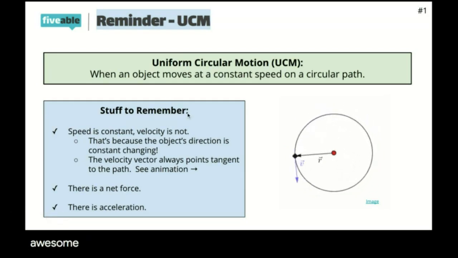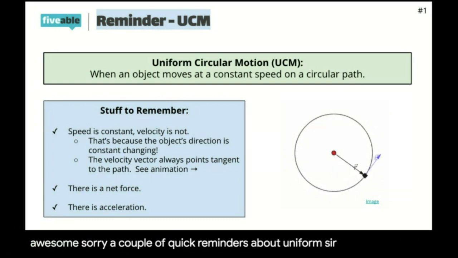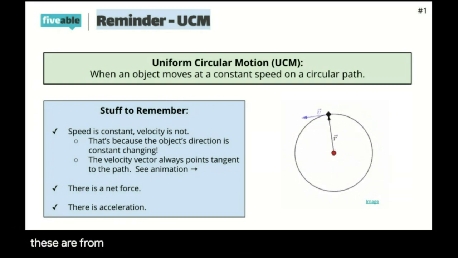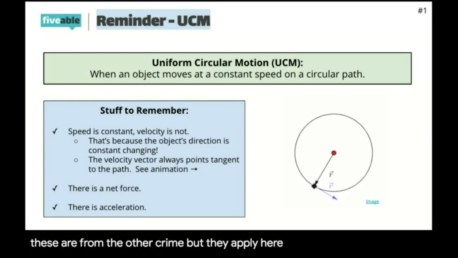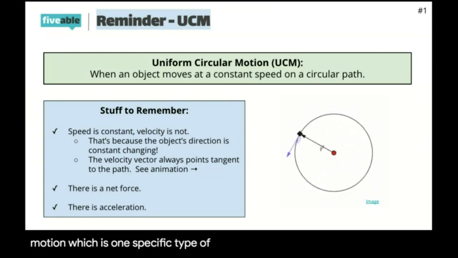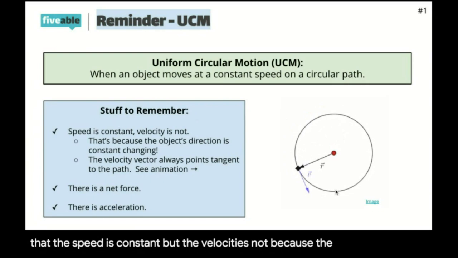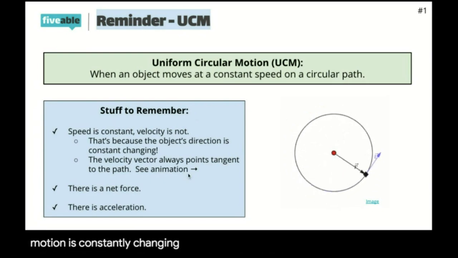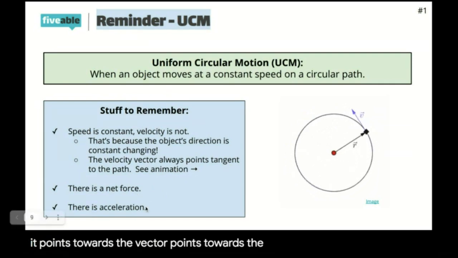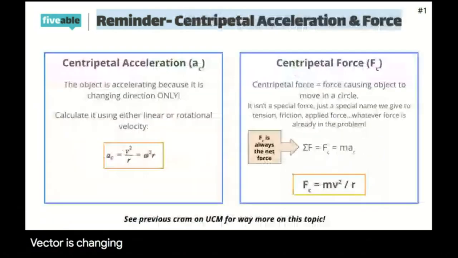Sorry, a couple of quick reminders about uniform circular motion. These are from the other Cram, but they apply here too. In uniform circular motion, which is one specific type of simple harmonic motion, we remember that the speed is constant, but the velocity is not, because the direction of the motion is constantly changing. We remember that there's always a net force, and the vector points towards the center of the circle, and there is always an acceleration because that velocity vector is changing.